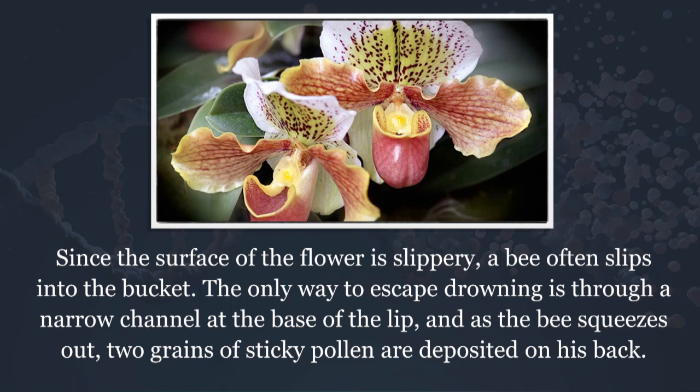Since the surface of the flower is slippery, a bee often slips into the bucket. The only way to escape drowning is through a narrow channel at the base of the lip, and as the bee squeezes out, 2 grains of sticky pollen are deposited on his back.